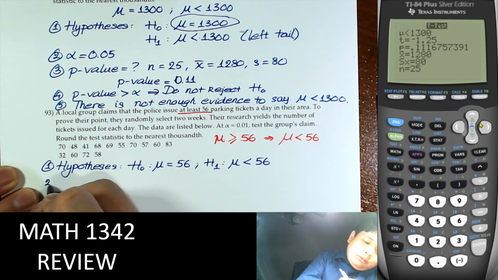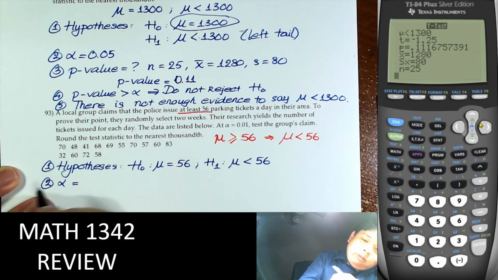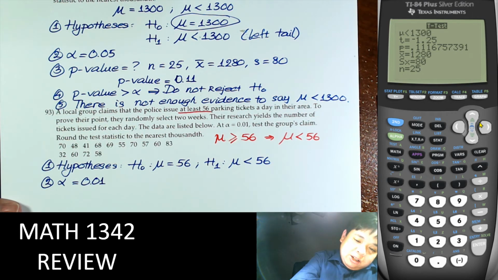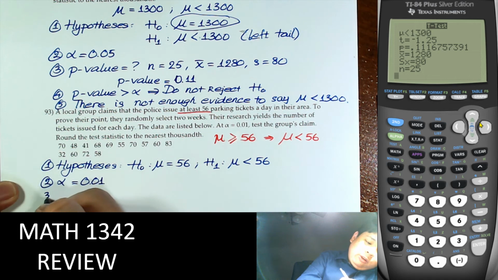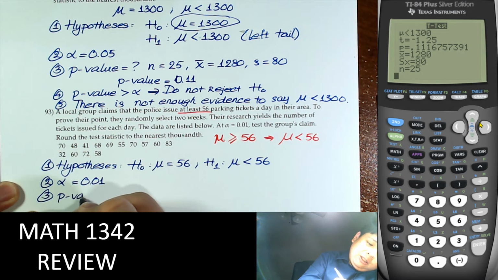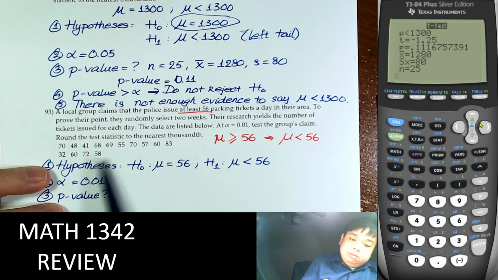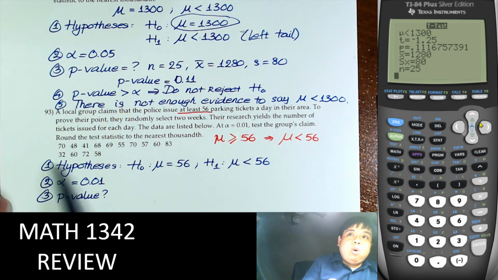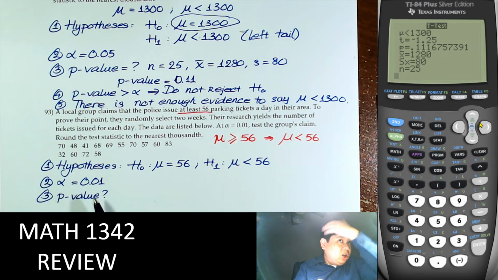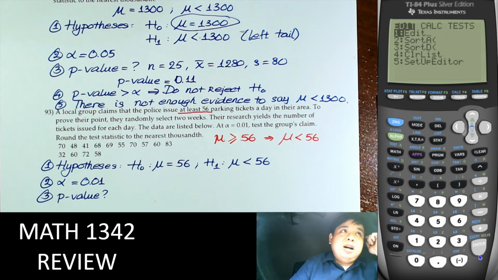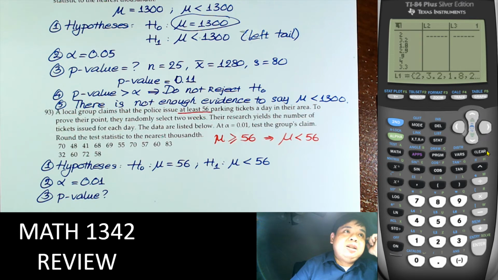Then step 2, alpha is 0.01. Test the group claim. Step 3, find the p-value. In this case, we are not given the statistics of the sample. We are given the whole data, the raw data here. So we have to enter this in the list, and then we still use the same t-test. First, stat, put in the list, clear it first, and then enter the numbers.